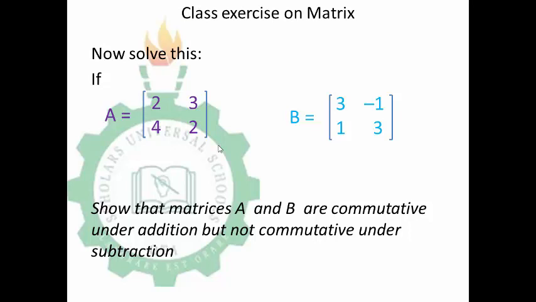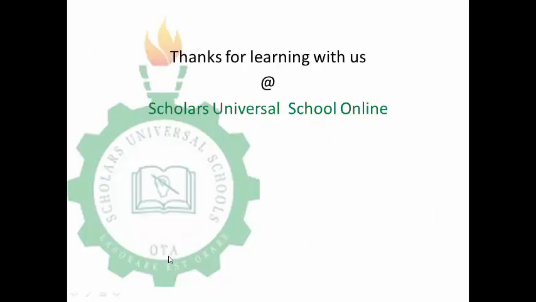So this is how far we can go today. We want you to solve this as a class exercise: for the matrices A equals 2, 3, 4, 2 and B equals 3, minus 1, 1, 3, show that matrices A and B are commutative under addition but not commutative under subtraction.